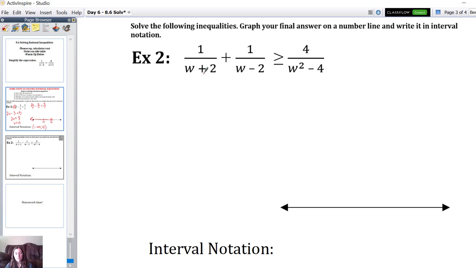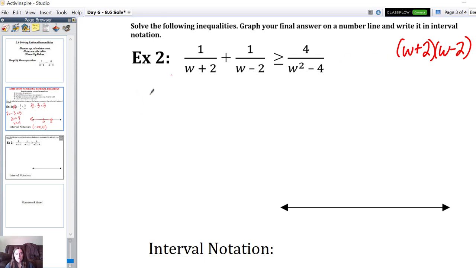Now we have 1 over w plus 2 plus 1 over w minus 2 greater than or equal to 4 over w minus 2, or w squared minus 4. I'm going to factor the denominator on the right just to see what the ones on the left are missing. So w squared minus 4, the factors of that are w plus 2 and w minus 2. That means this first fraction is missing the w minus 2. The second fraction is missing the w plus 2.